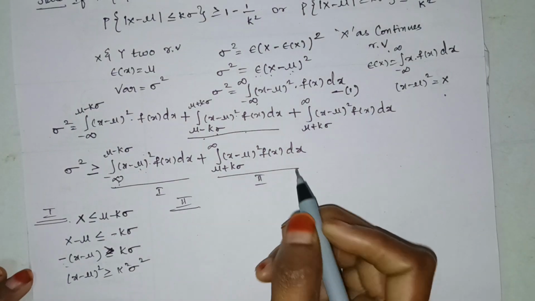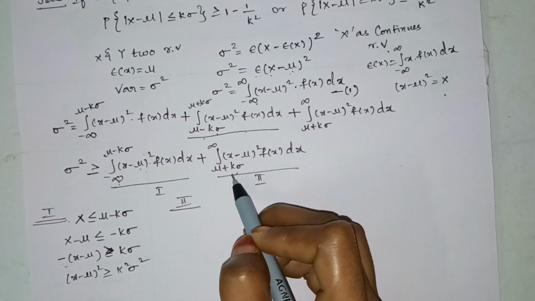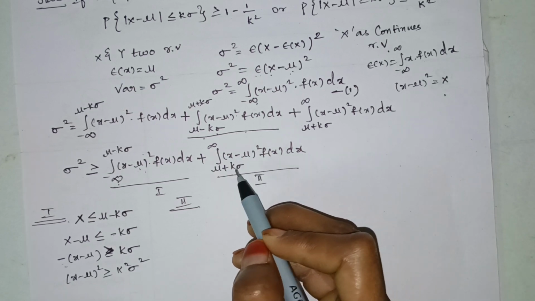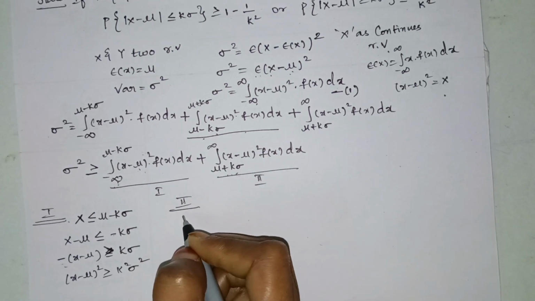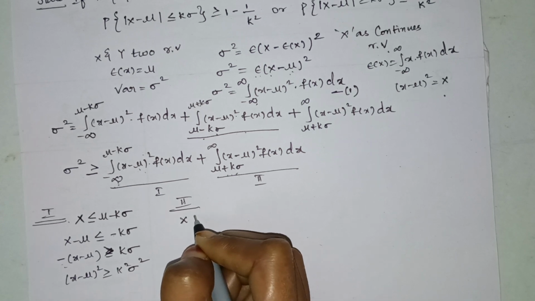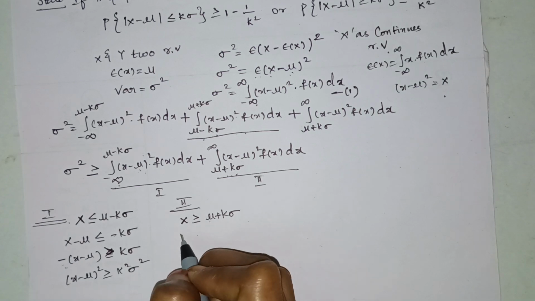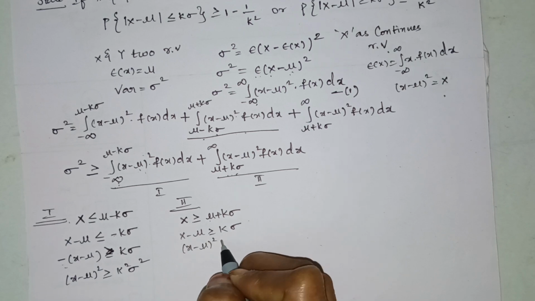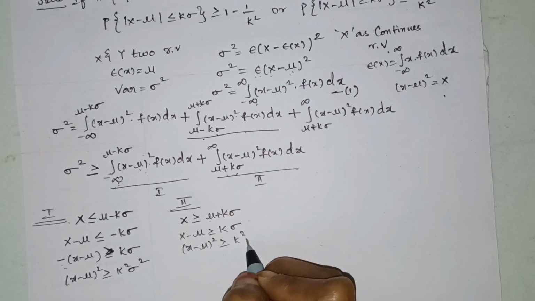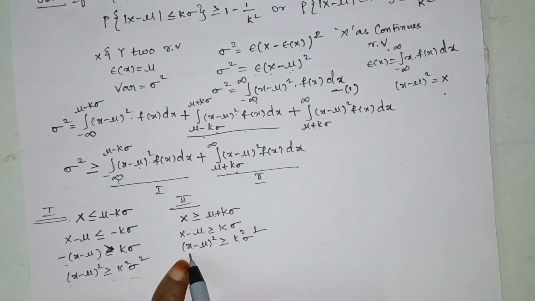And take the second integral. Here the lower bound is mu plus k sigma and the upper bound is infinity. As we know, the random variable x is always greater than or equal to the lower bound and less than the upper bound. So I can write x is greater than or equal to mu plus k sigma. And take this mu to this side, then you get x minus mu is greater than or equal to k sigma. If you square, then you get (x minus mu) square greater than or equal to k square sigma square. So in the place of the first integral term I can substitute this, and in the place of the second integral term I can substitute this.